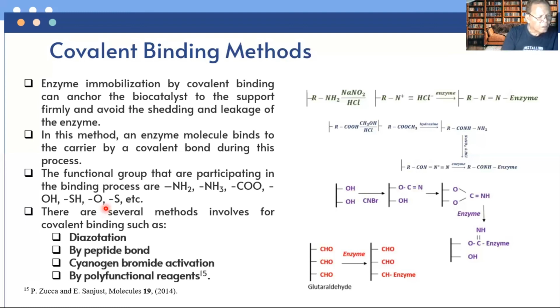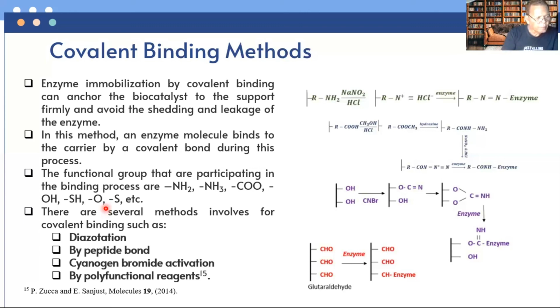Then, cyanogen-bromine activation. It involves the binding of the glycol group of a matrix with an enzyme by the activation of CNBr. The last is by polyfunctional reagent. This process involves bonding between the amino group of the matrix and the amino group of an enzyme. Example, glutaraldehyde. In this case, this one is a bifunctional reagent.